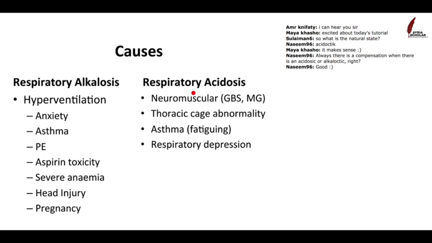A respiratory acidosis is the reverse. So, as we said, it's basically the causes of type 2 respiratory failure, things that don't let the patient breathe properly, like problems with their muscles or if they've got a thoracic cage problem.